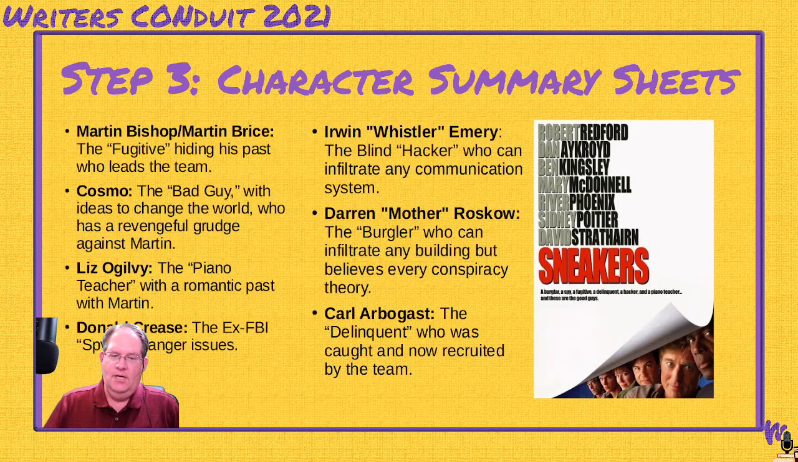All right, so for example, the character summary sheet for these people would be, Martin Bishop, he's the fugitive. Cosmo's the bad guy. Liz is the piano teacher. Donald Reese is the spy. And you're just going down through all of these, and you just provide the highest level of information, their name, and you go from there. Okay?